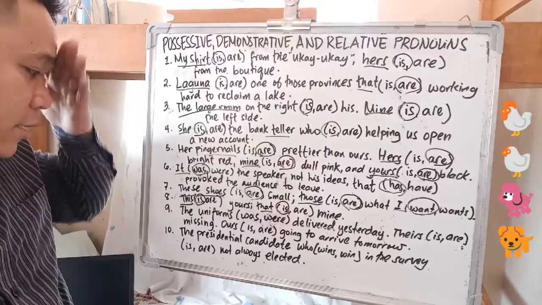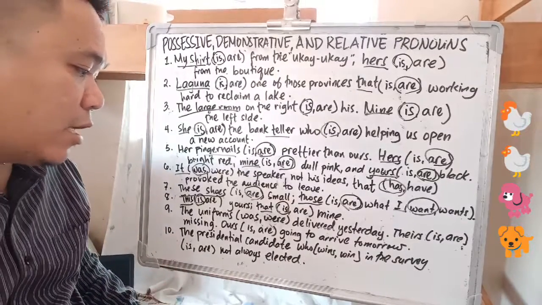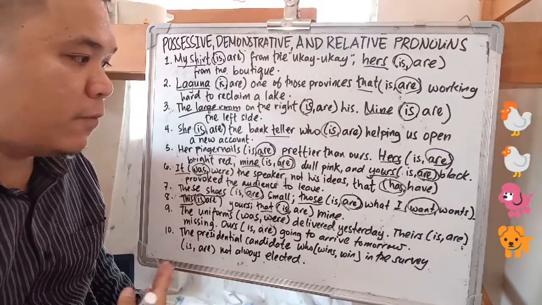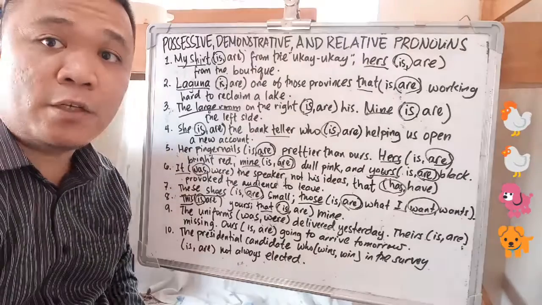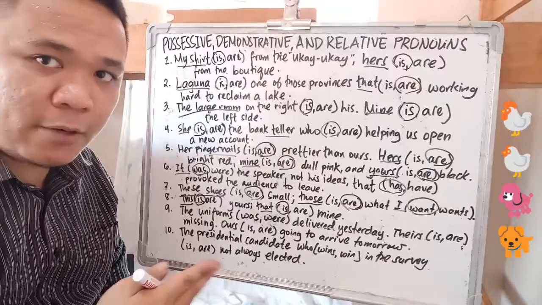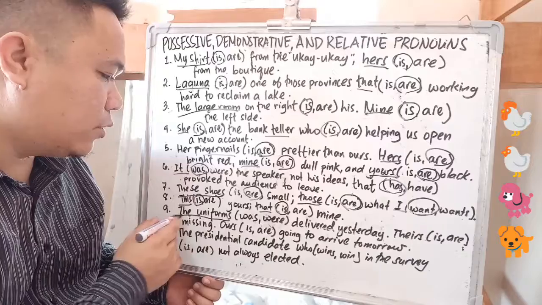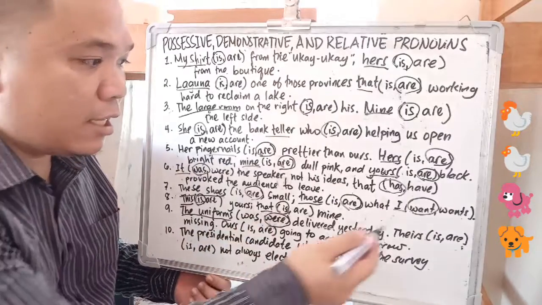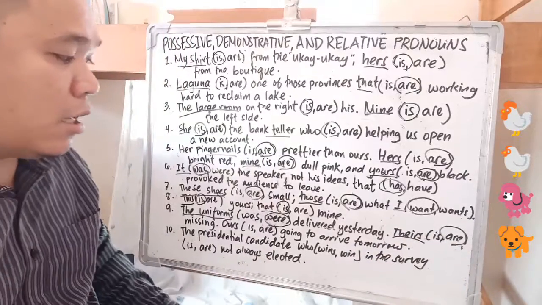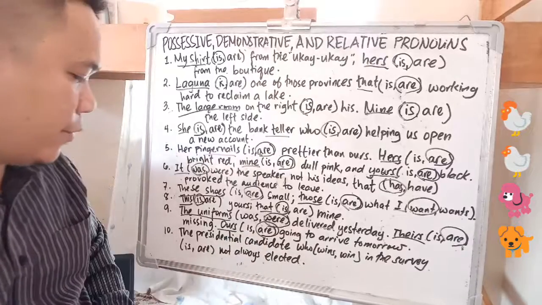Okay. The uniforms were delivered yesterday. Theirs are missing. Ours are going to arrive tomorrow. If you look at the choices of the verbs, they are all referring back to the uniforms. Uniforms ends in S, so that is plural. So the rest of the verbs should be plural. The uniforms were delivered yesterday. Theirs, or their uniforms, are missing. Ours, or our uniforms, are going to arrive tomorrow.